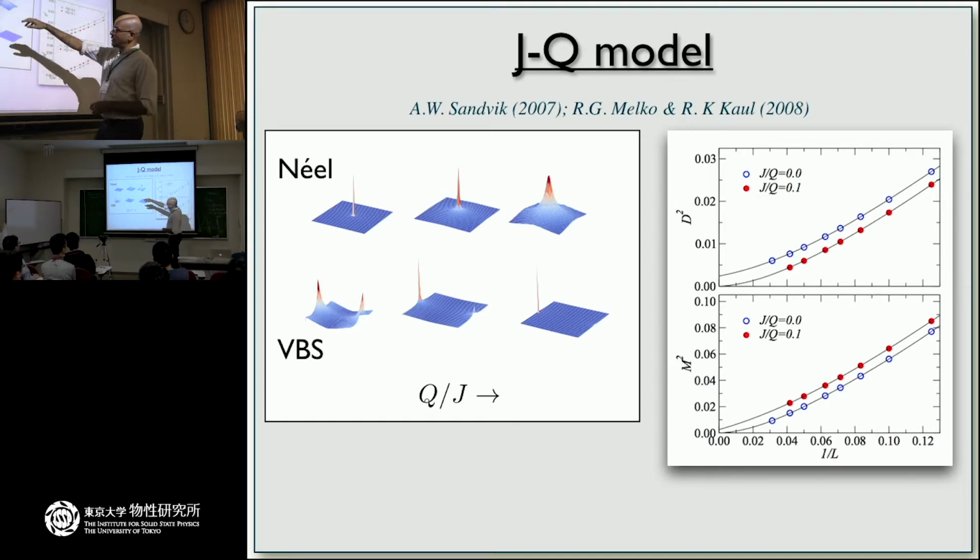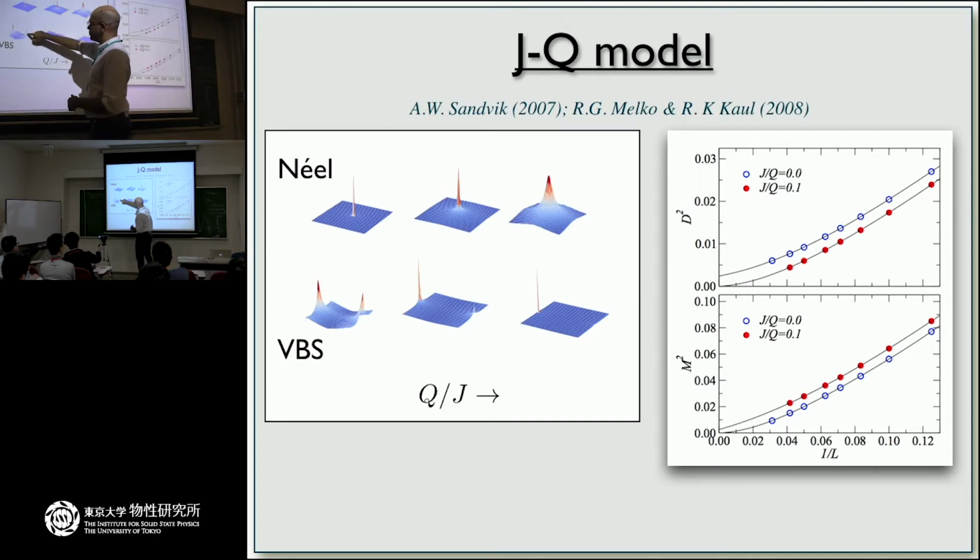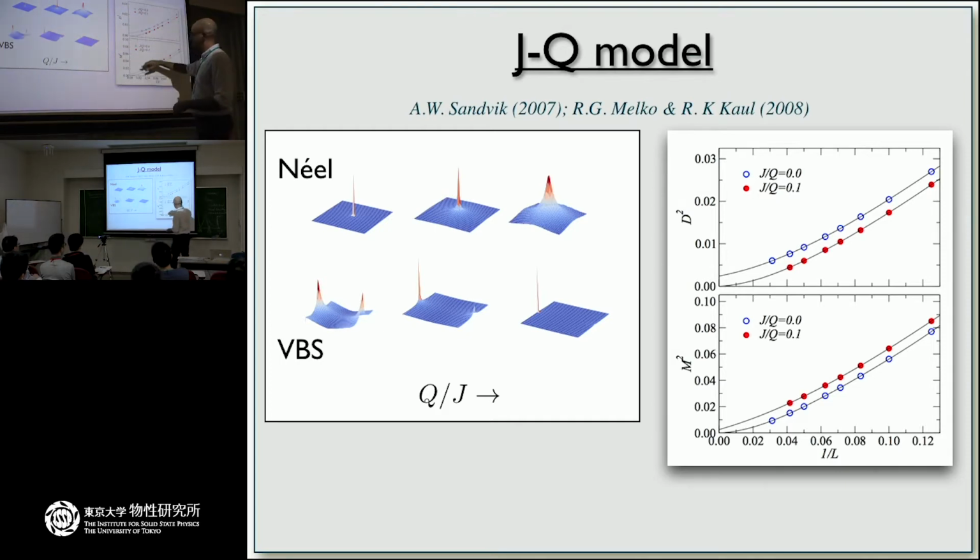Anyway, so you have this Néel peak over here, and you have a VBS peak in the correlation functions, and you can show that when Néel comes on, VBS goes to 0. When VBS comes on, Néel goes to 0.